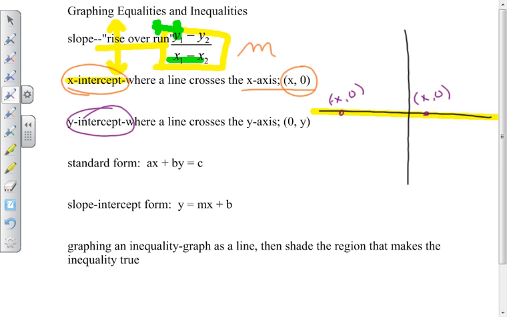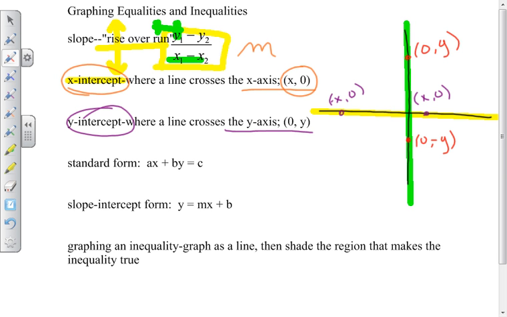In the same way, the y-intercept is where it crosses the y-axis. That's this point. And those points always have the form (0, y). So down here I'd go over 0, down y. Here I'd go over 0, up y. We can graph lines if we know the x and y intercepts.